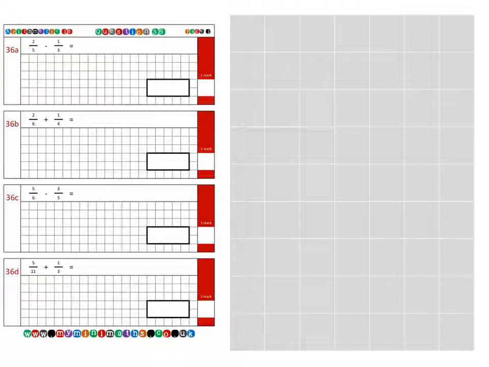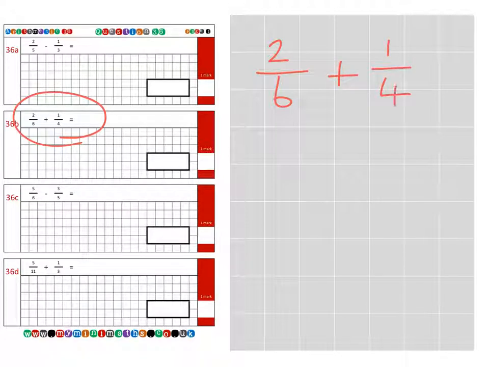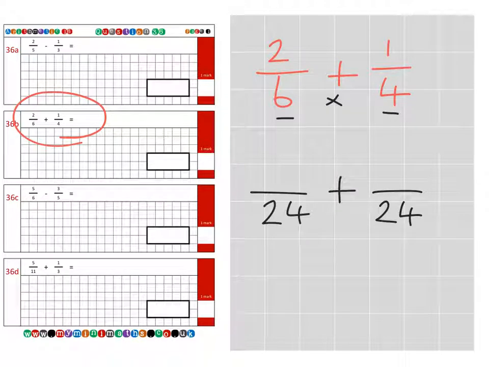And for the next question, question 36b, which is 2/6, and we're going to add a quarter to it. Now again, like the previous question, we need to make sure that these two denominators are identical, they are common. So if we multiply them, which is 24, these are now our new common denominators. So if we look at how we got from 6 down to 24, I know that I have multiplied that by 4, so I need to do the same with the numerator at the top. So 2 times 4 is 8.